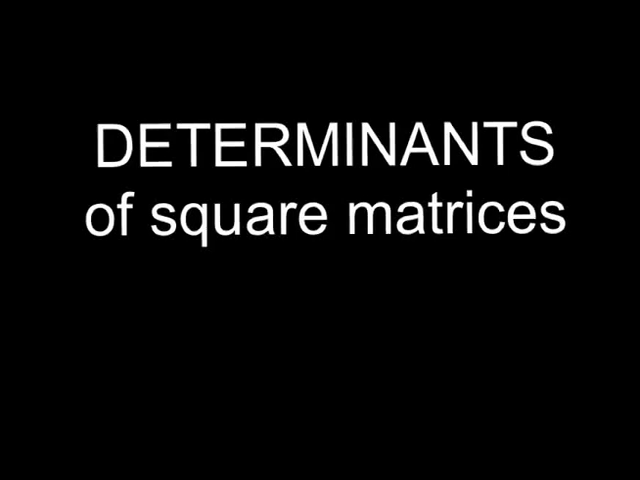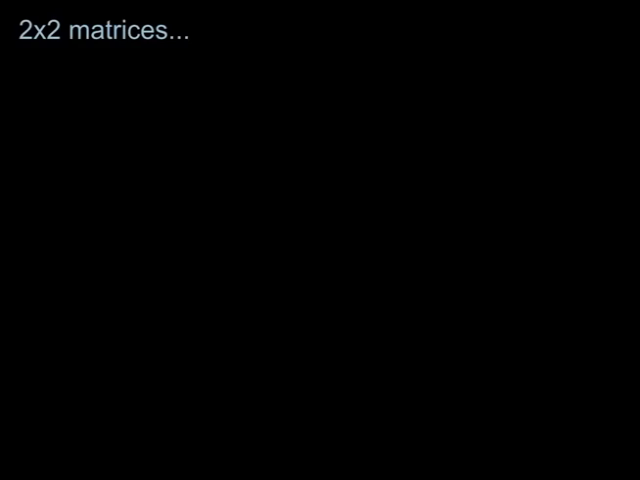Today we're going to learn about the determinants of square matrices. So we're going to start with 2 by 2 matrices. That would be any matrix that has 2 rows and 2 columns. The determinant is a number associated with this matrix. We'll see what we can do with a determinant later on, but today all we're doing is calculating.